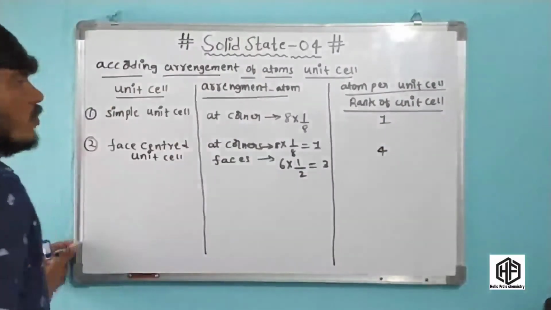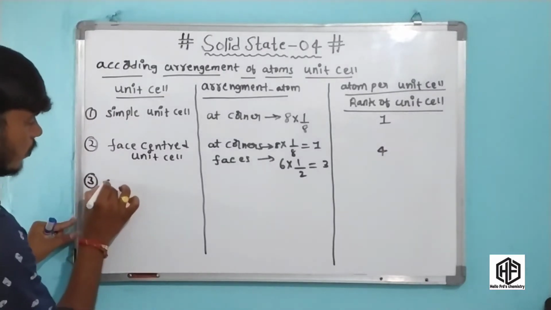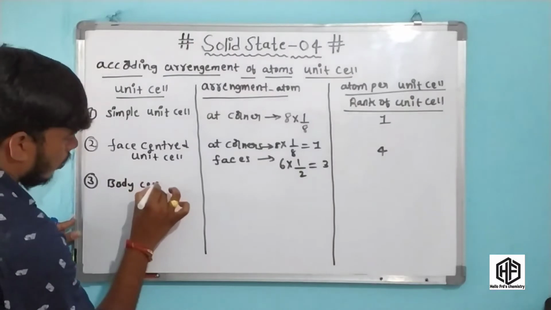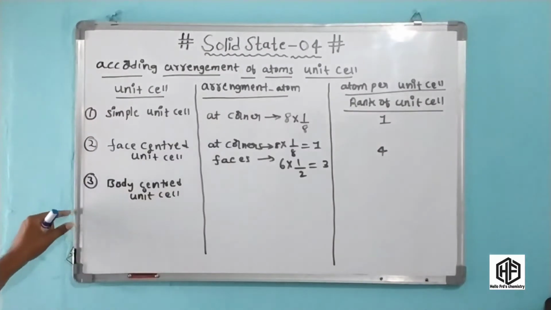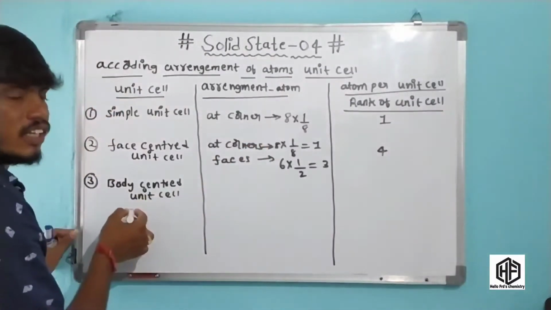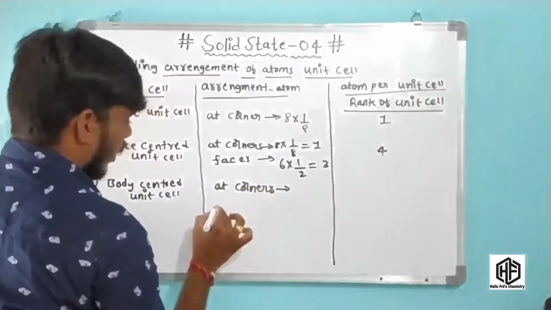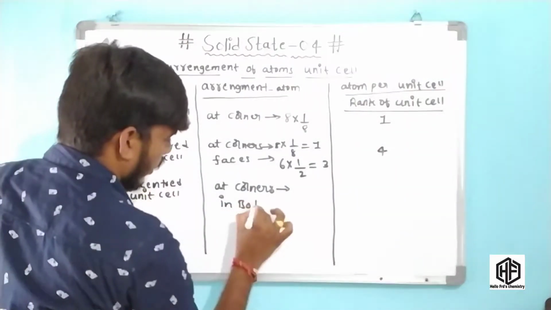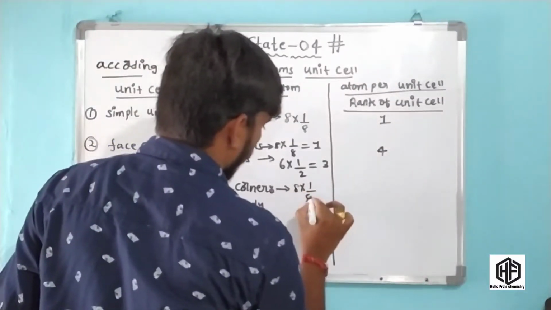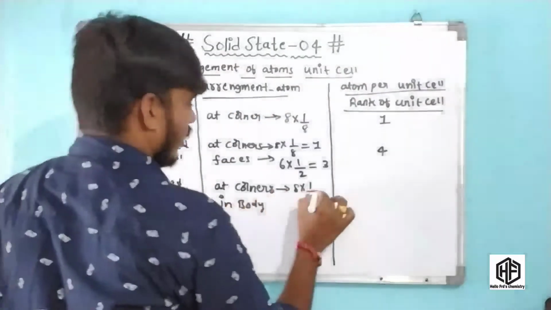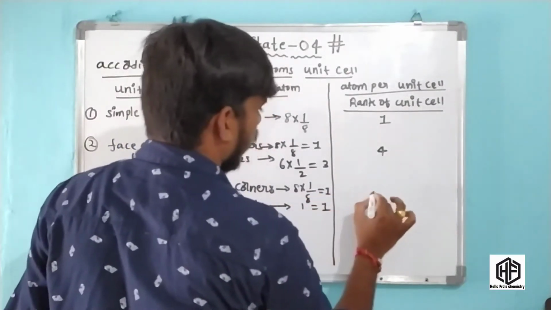Okay friends, the rank of unit cell of the face centered cubic unit cell is 4, and the third one is the body centered unit cell. In the body centered unit cell, atoms are arranged at corners and in the body. At corners there are 8 corners, the contribution is 1/8 each, finally this is 1, and at the body there is 1 atom, this is 1. Finally the rank of unit cell is 2.